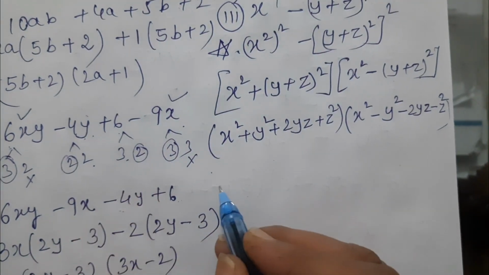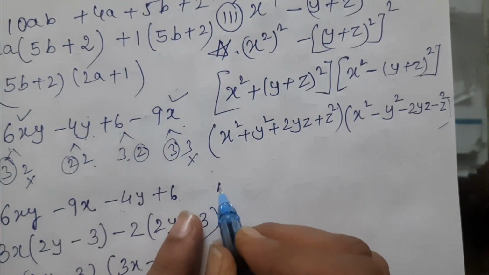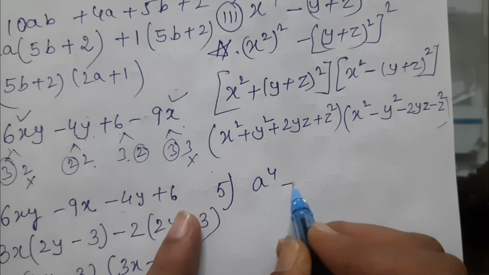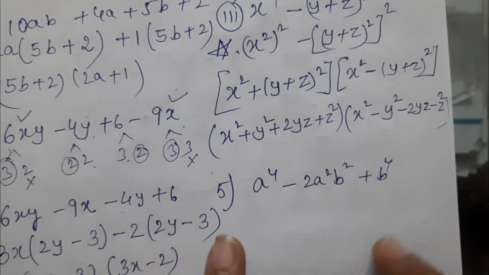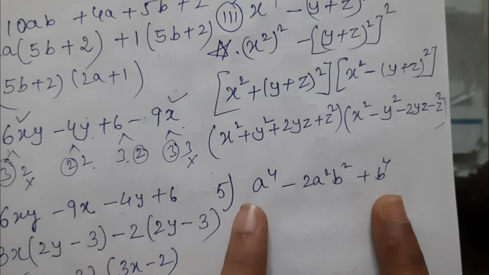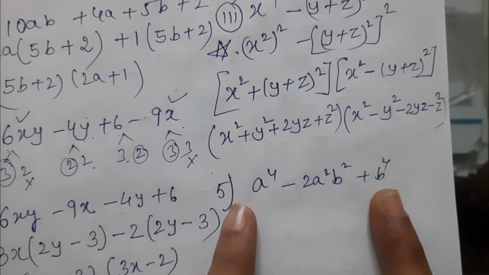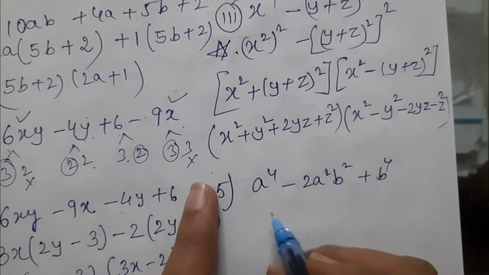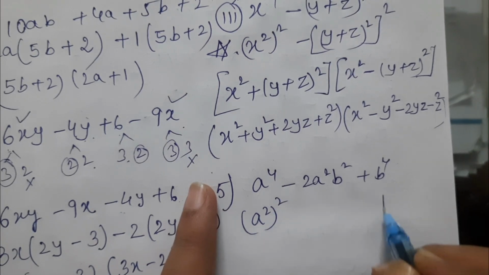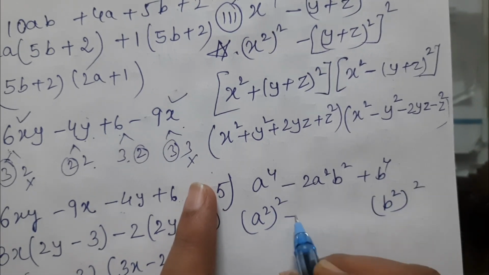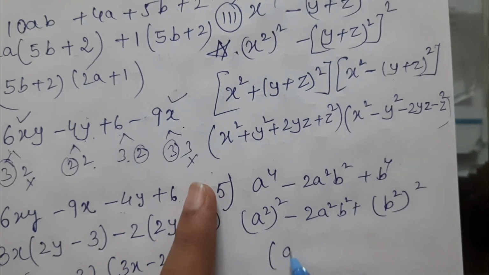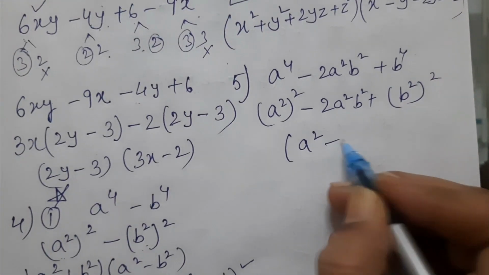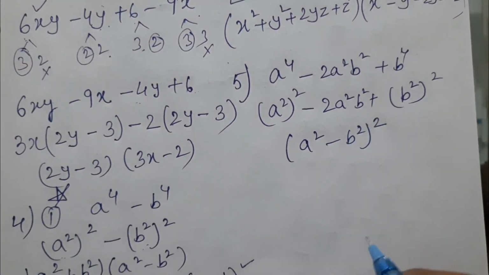Now the last question of this exercise. A raised to 4 minus 2a square b square plus b raised to 4. Again you can see now you are able to give the answer, like both are in square form. So this is the whole square identity. A square squared, b square squared. With 2 we are going to write both a square b square. Thus it is a square minus b square whole square.